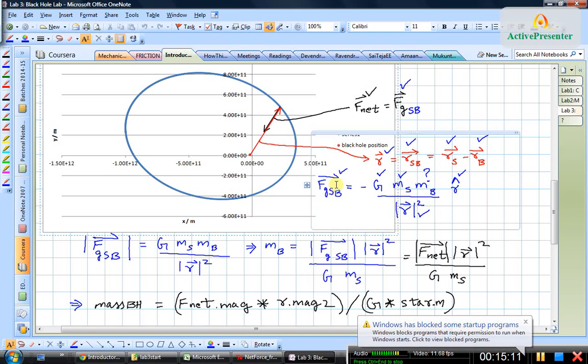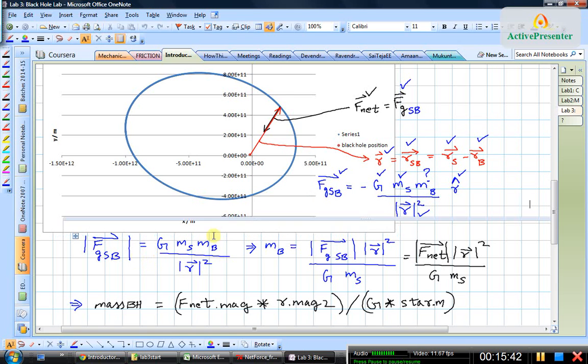So we already know that the gravitational force is the net force, which we calculated from the program. We know the universal gravitational constant is 6.67 times 10 to the power minus 11. Mass of the sun is given in the problem. Unit vector also we can get from the program, and the magnitude of the relative position vector also we can get from the program. So now, by doing the algebra, we can find the mass of the black hole.